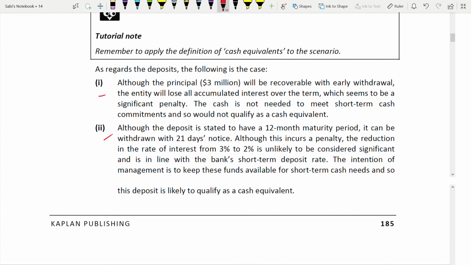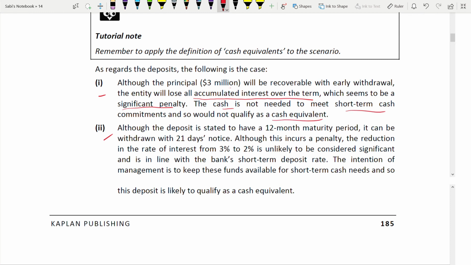So although the principal 3 million will be recovered with early withdrawal, yes, you can recover this, the entity will lose all the accumulated interest over the term, which seems to be a significant penalty. The cash is not needed to meet the short-term cash commitments and so will not qualify as cash equivalent. So this cash is not needed for the short term, so it does not qualify as cash equivalent.